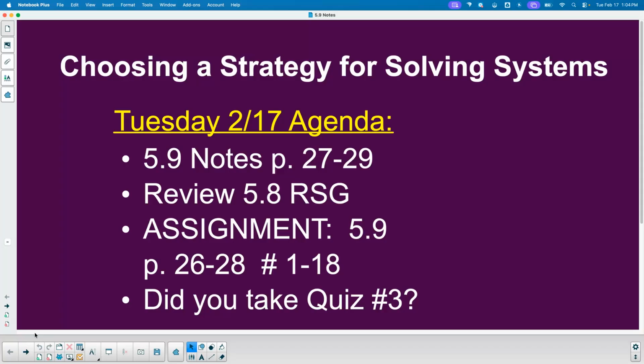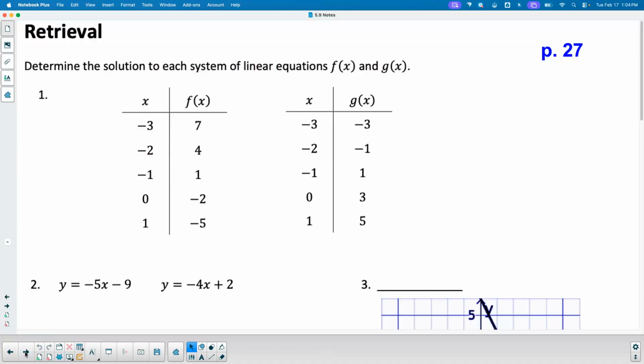So I've got some notes today. I do have your quizzes from last week to hand back to you, and I'll do that at the end of class. And then some homework today. All right, so we are in your note packet, on page 27. That whole page has 6 problems to do.